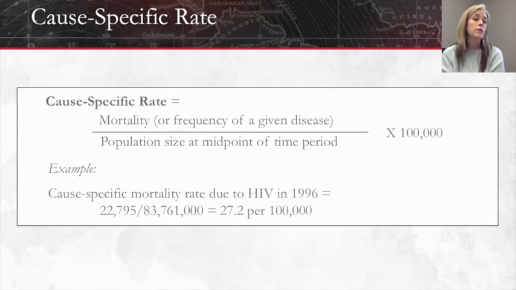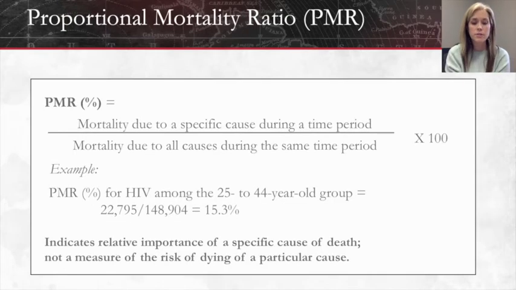So, for example, if we wanted to look at the cause-specific mortality rate due to HIV in 1996, here you can see that once we do the calculation, about 27 people for every 100,000 in the population ultimately died due to HIV.